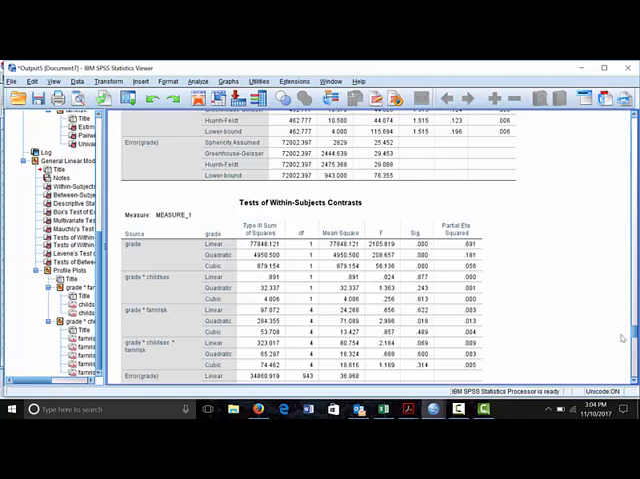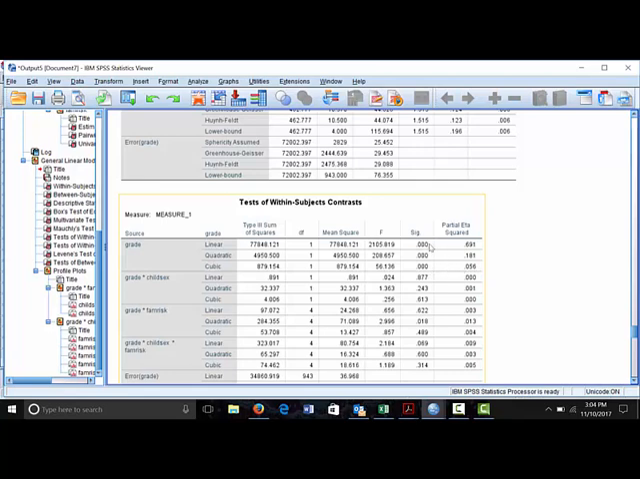These are contrasts. Again, this is telling us that there is a linear effect, a quadratic effect, and a cubic effect for grade. The cubic effect basically means that there's kind of 2 curves. Quadratic effect means that there's 1 curve. Linear effect means that it's just a straight line.